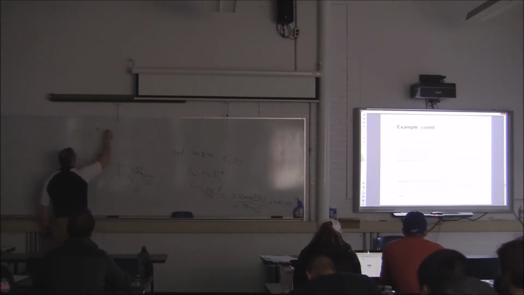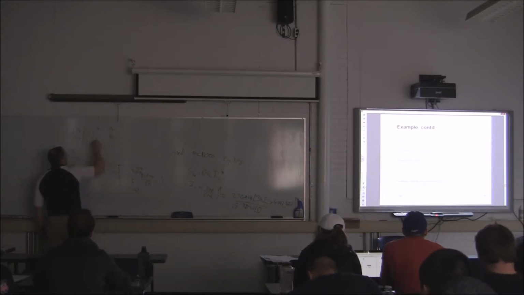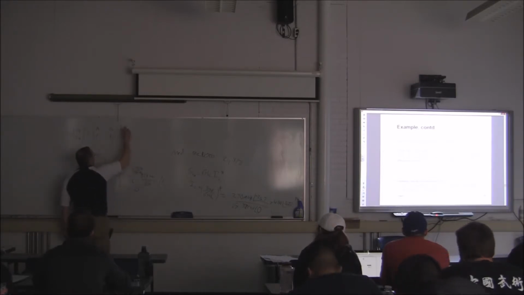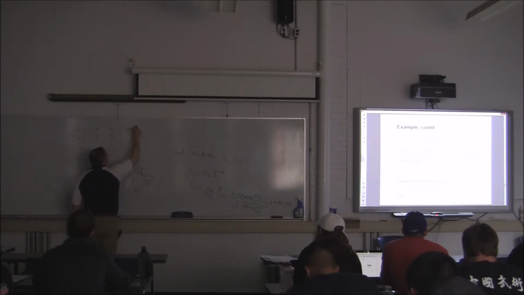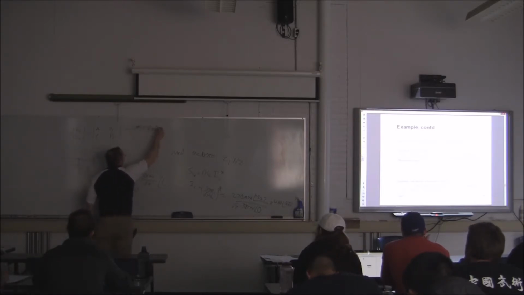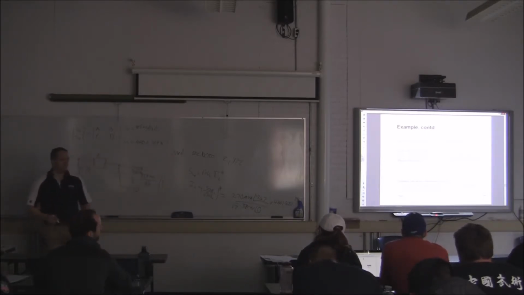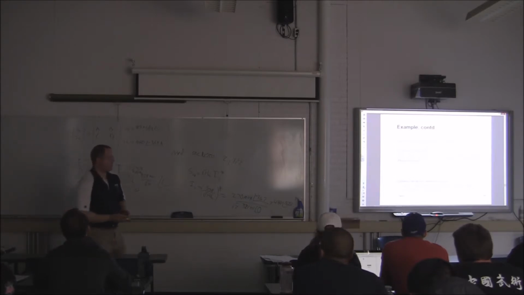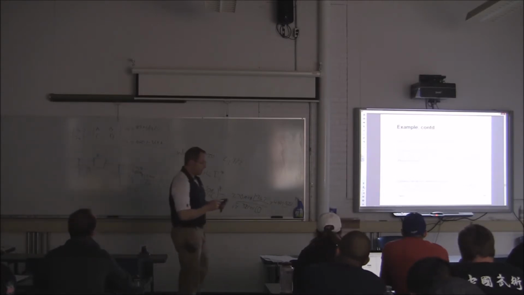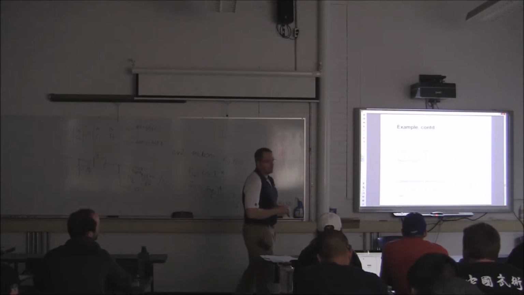I plug it into my little matrix system here. I know what VR is. It's 325 kV divided by the square root of 3 at an angle of 0, and IR, which is equal to 480 at an angle of minus 36.9 amps. Now I need to solve for A, B, C, and D.